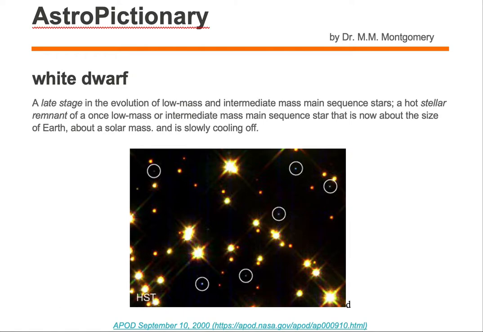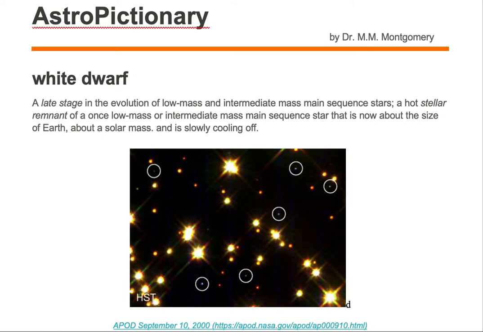A white dwarf is a late stage in the evolution of low mass and intermediate mass main sequence stars. It is also a hot stellar remnant of a once low mass or intermediate mass main sequence star that is now about the size of Earth, about a solar mass, and is slowly cooling off. Now let's look at this white dwarf.